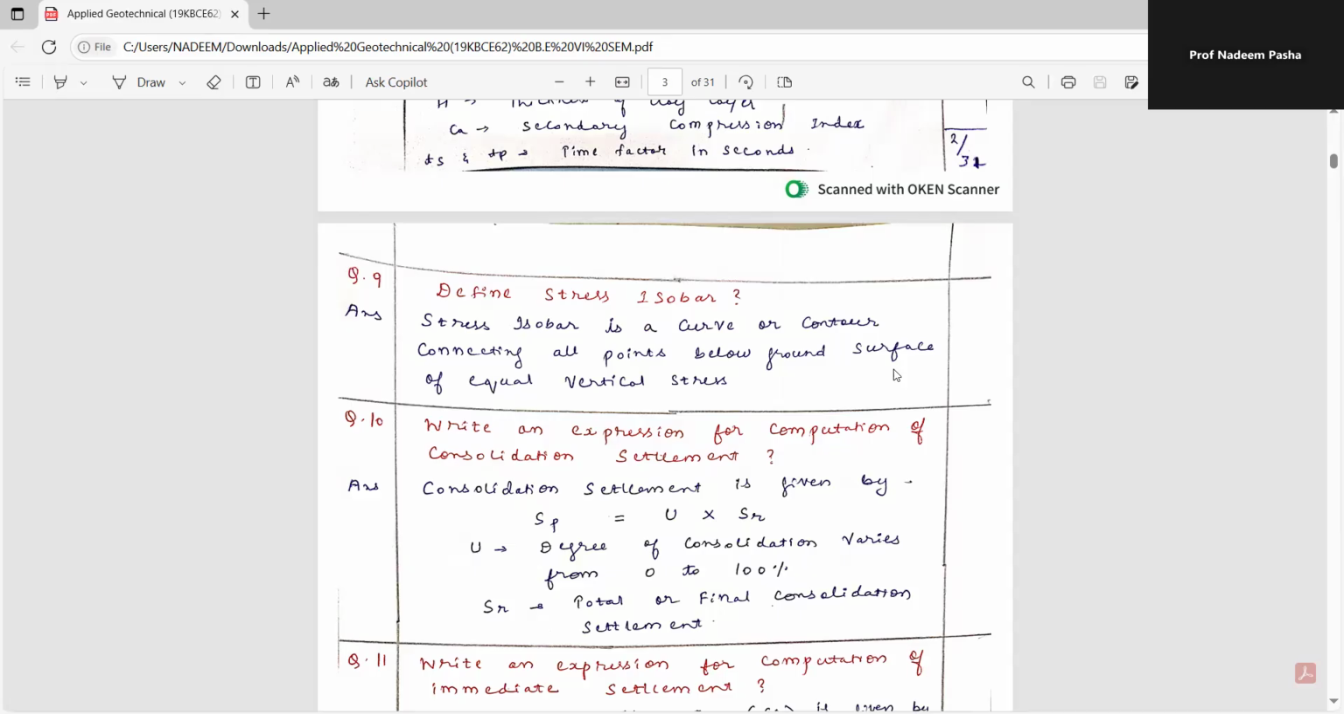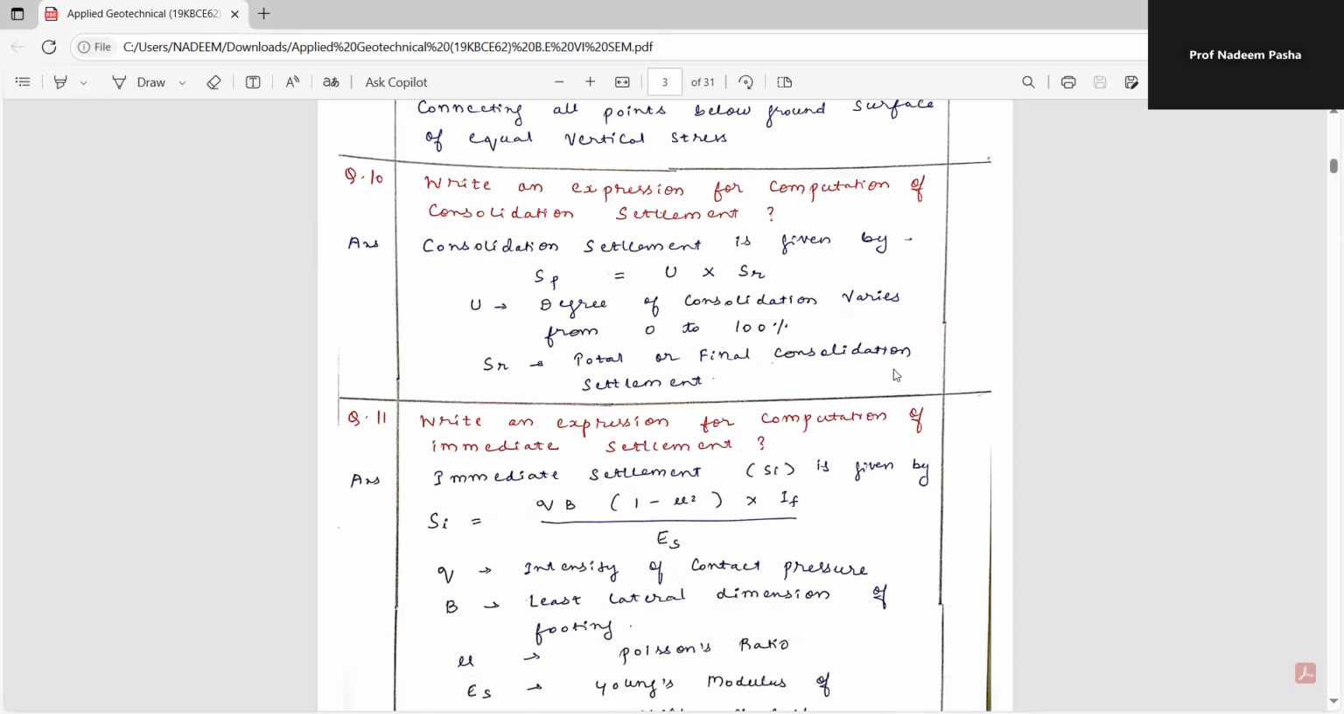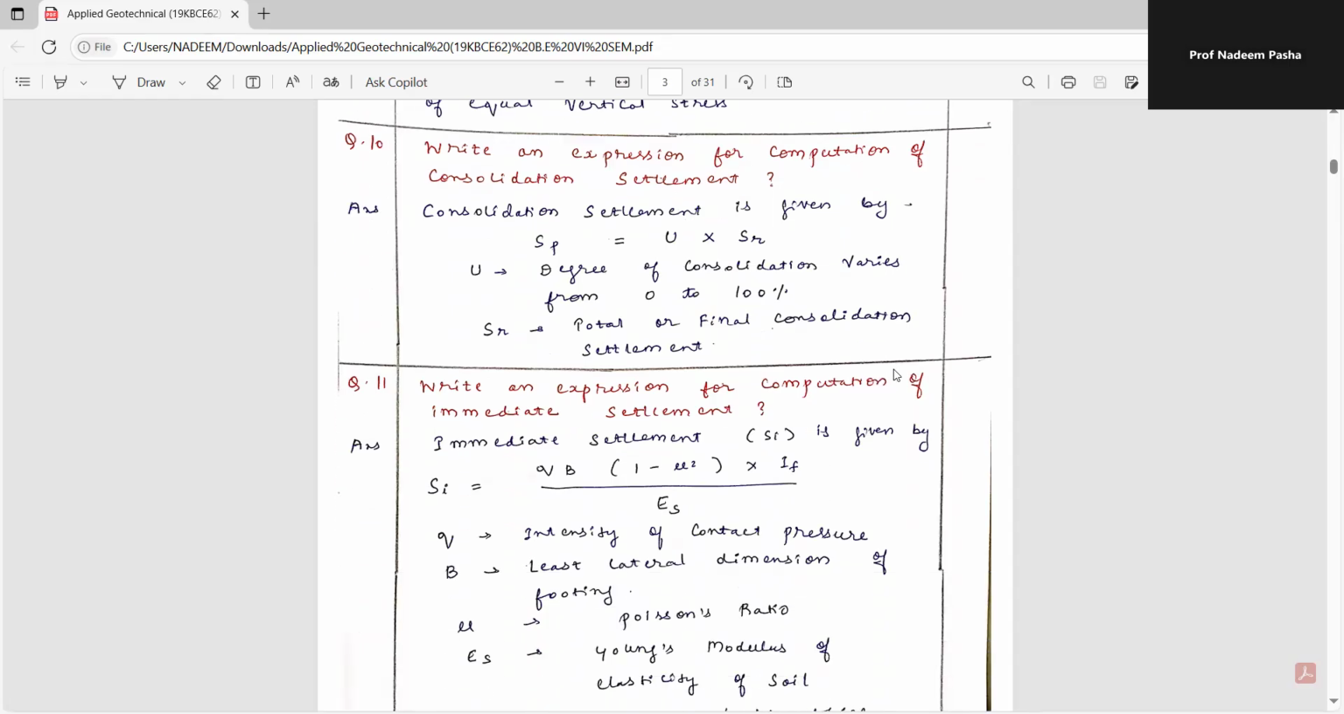Write an expression for computation of consolidation settlement. Consolidation settlement is given by Sc equal to U into Sf, where U is the degree of consolidation, which varies from 0 to 100%, and Sf is the total or final consolidation settlement.